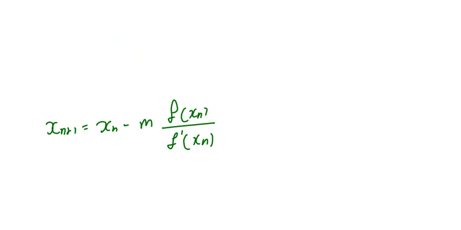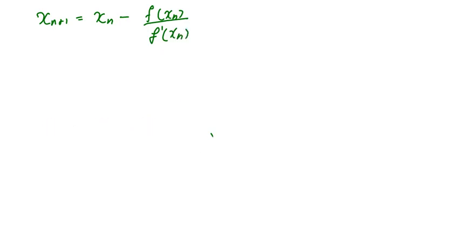So let me just try to bring it up here. We have x sub n plus 1 equals x sub n minus m, but in this case our m equals 1, so I don't really have to include it. So here we have f of x sub n divided by f prime of x sub n. So let's go ahead and do what we need to do.